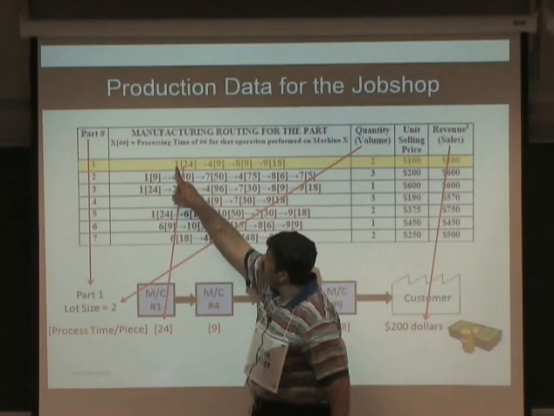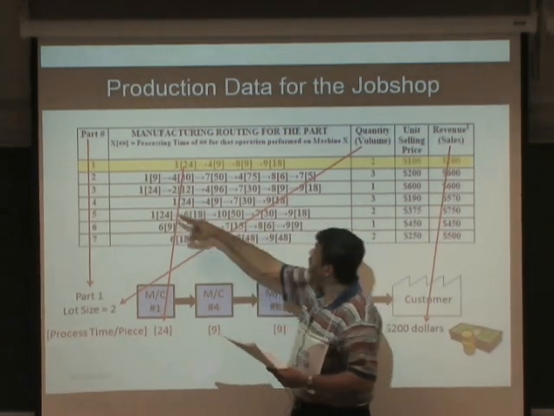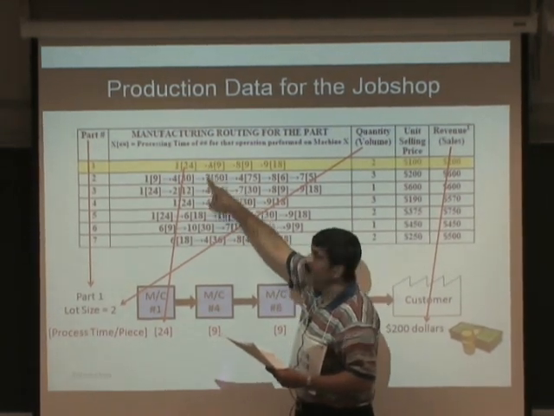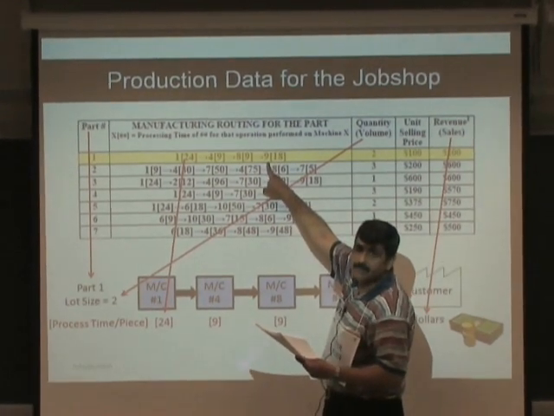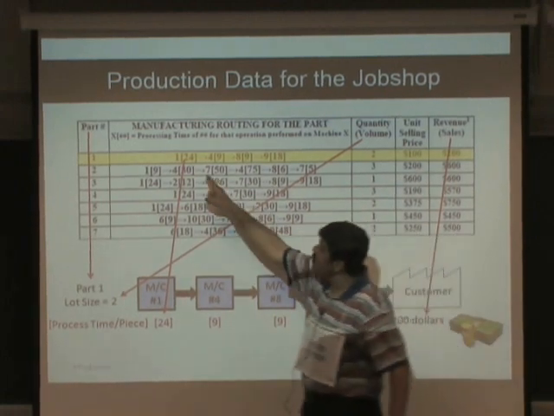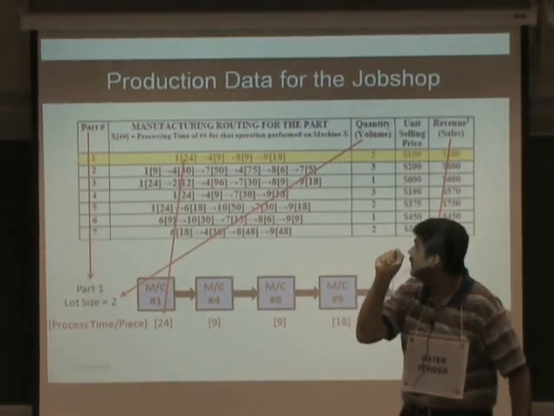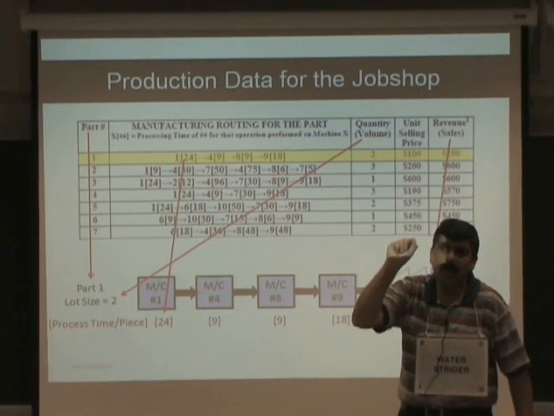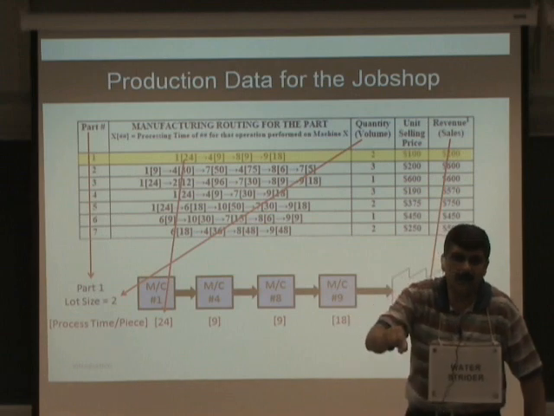This is part number one. Its routing is, first it goes to machine 1, then it goes to machine 4, then it goes to machine 8, then it goes to machine 9. Then, look, what is this 24? This 24 is the work content. It's like this machine is going to X out 24 boxes to represent the fact that they did some work on this particular part.